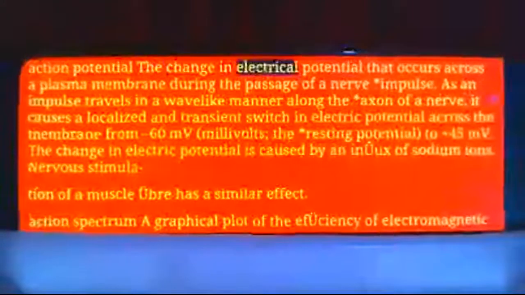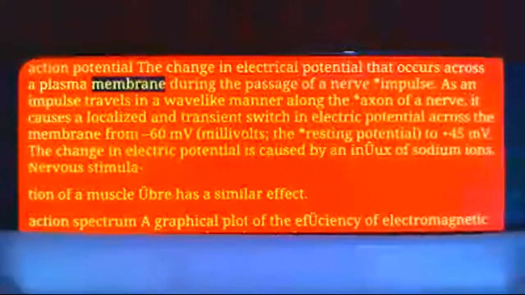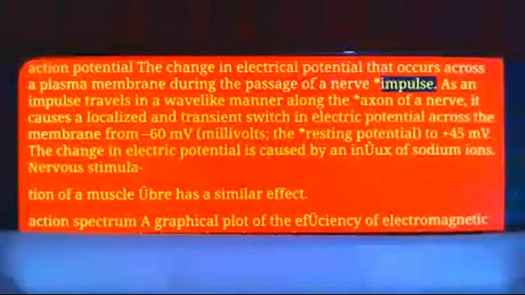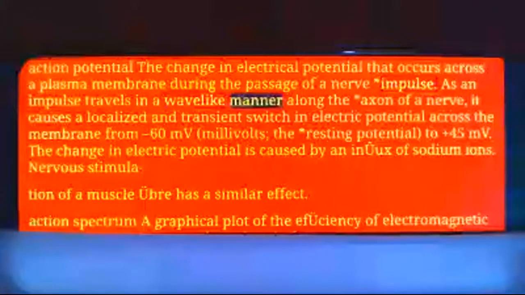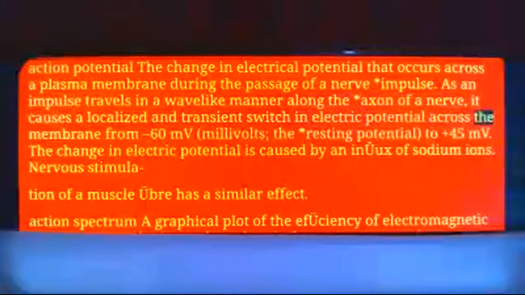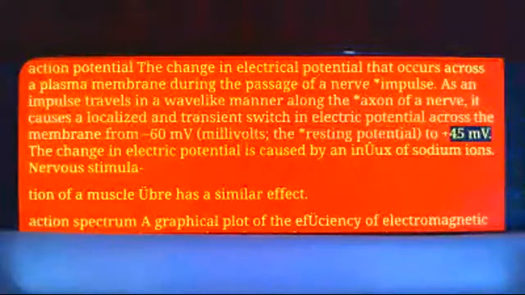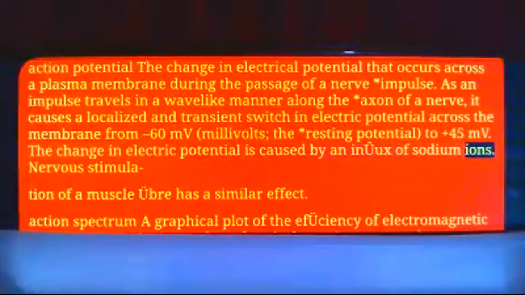Action potential, the change in electrical potential that occurs across a plasma membrane during the passage of a nerve impulse. As an impulse travels in a wave-like manner along the axon of a nerve, it causes a localized and transient switch in electric potential across the membrane from minus 60 millivolts, the resting potential, to plus 45 millivolts. The change in electric potential is caused by an influx of sodium ions. Nervous stimuli or stimulation of a muscle has a similar effect.